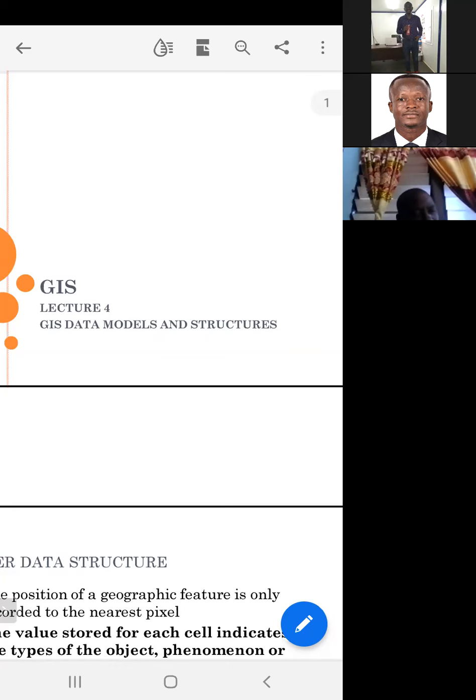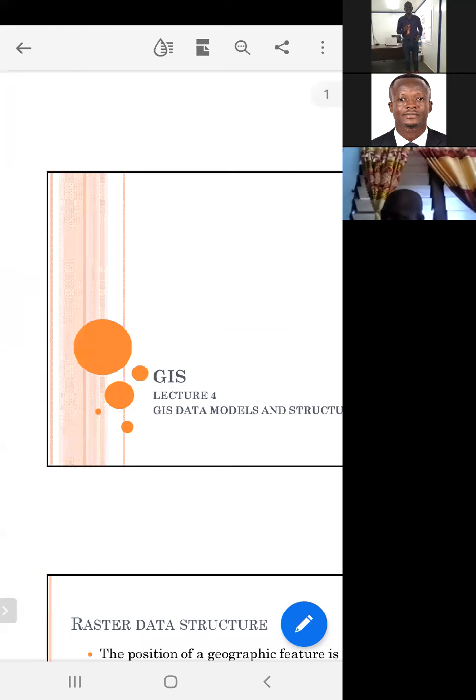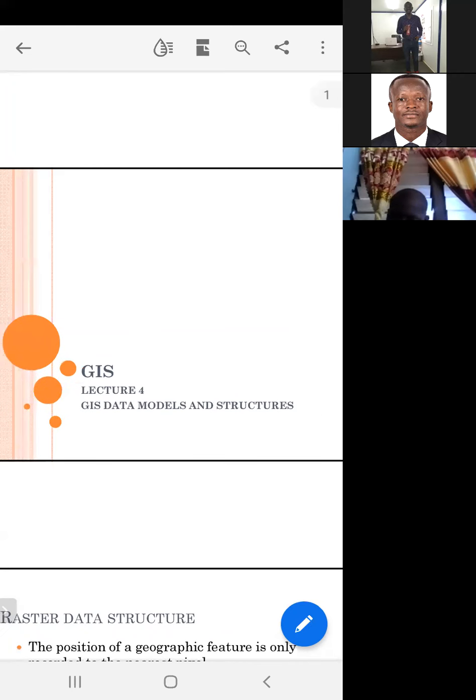We're going to take our time and look at the advantages of one model versus the other, because there are basically two data models in GIS. The first one is called the vector data model, and the second one is called the raster data model. So this afternoon, our lecture is all about two things: the vector data model and the raster data model. Not the Rastafarian type; we are talking about a different type of raster here.